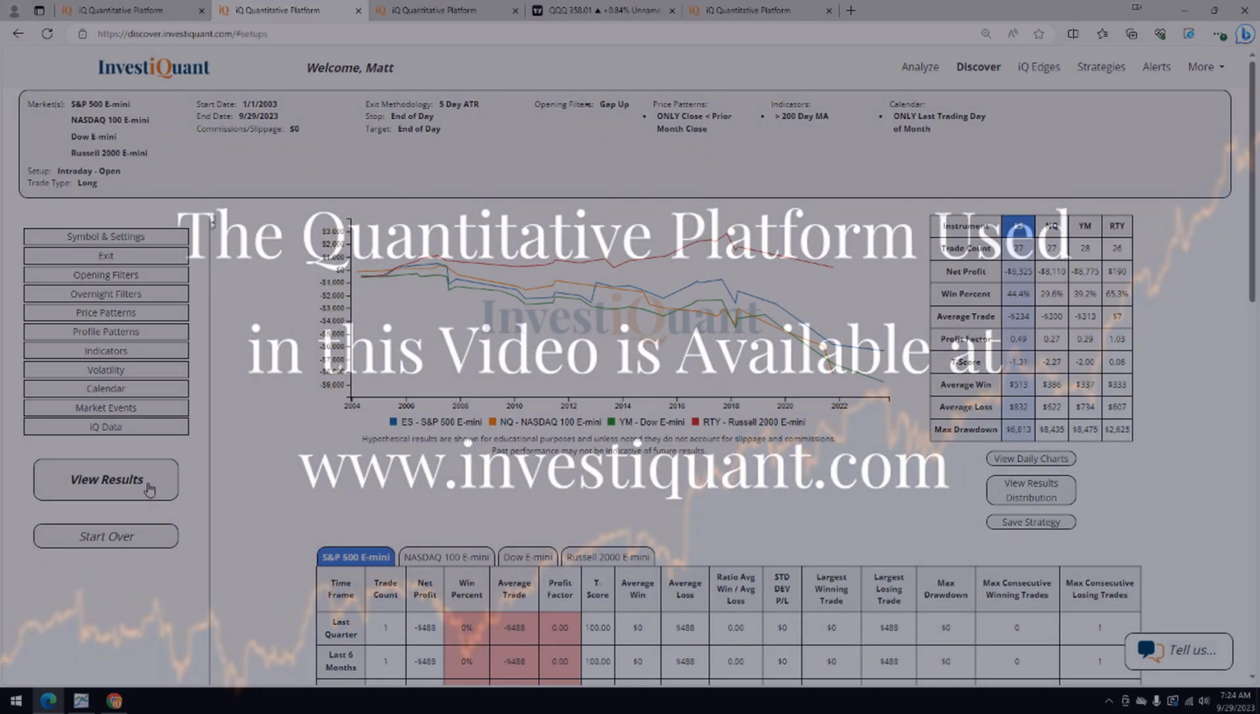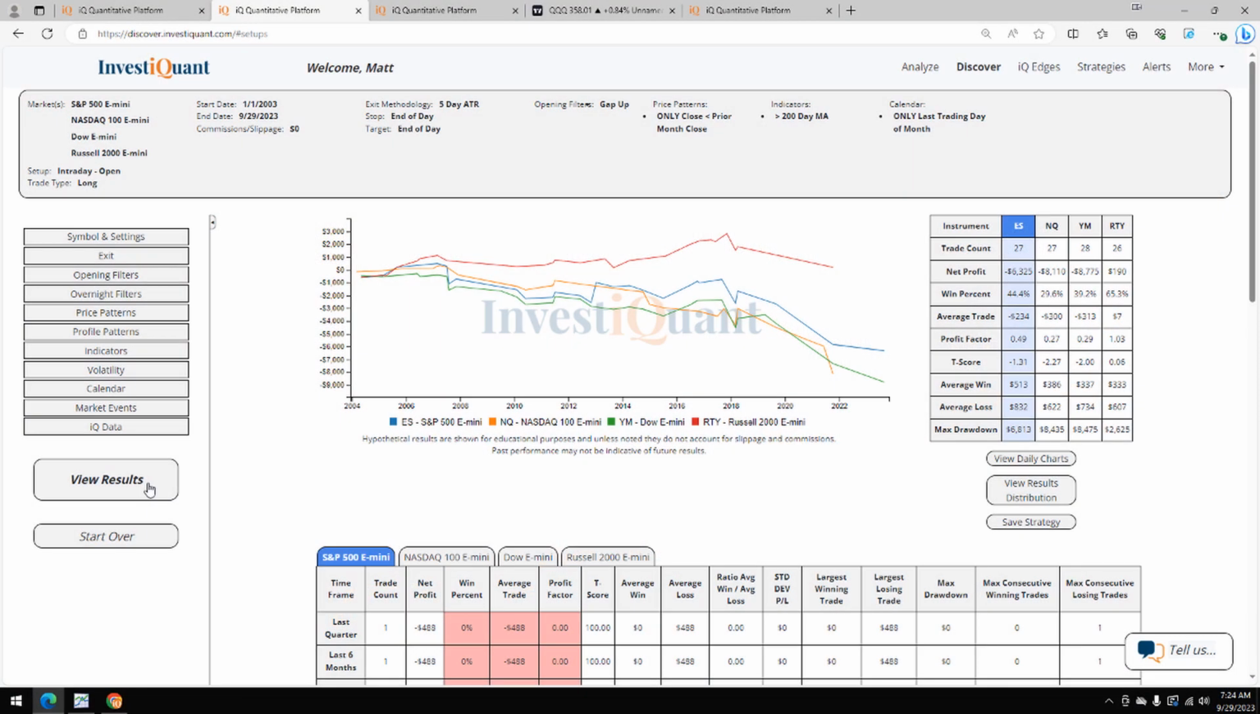All right, here we go. These are the results based upon entering the market long at 9:30 a.m. Eastern time, exiting at 4:15 p.m. Eastern time, when you are gapping up on the last trading day of the month and the prior day closed below the prior month close, but above a 200-day simple moving average. Historically, we have 27 samples here in the S&P, 27 in the NASDAQ, 28 in the Dow, 26 in the Russell.